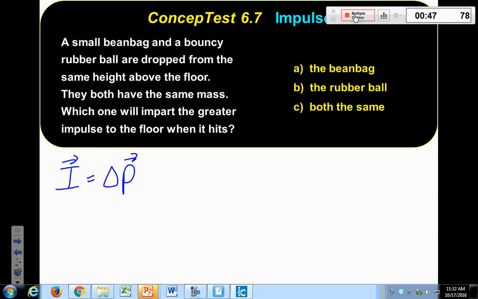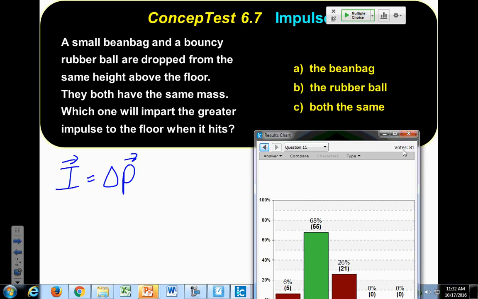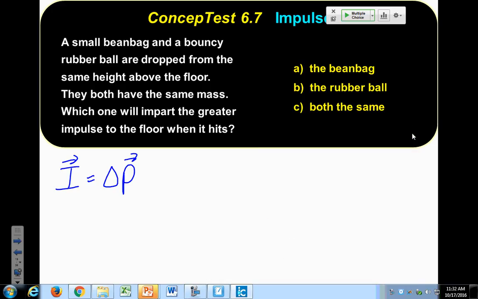All right, we'll stop at 55. All right, so B is right. This came up with the collision in the wall, but the answer here is the rubber ball.